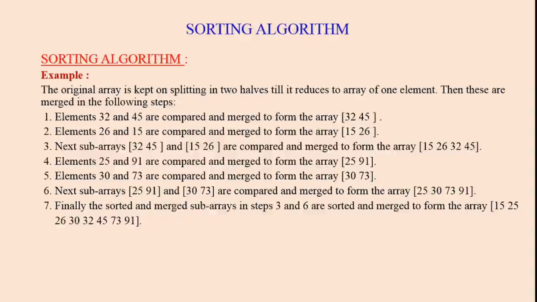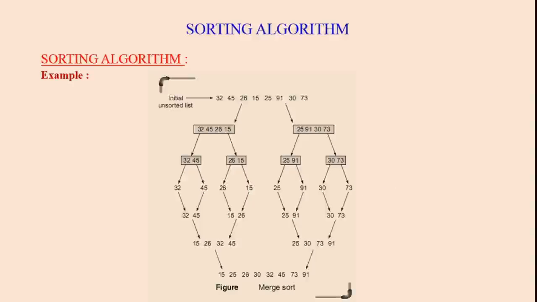Here the elements 32 and 45 are compared and merged to form the array 32, 45, and the elements 26 and 15 are compared and merged to form the array 15, 26. Next, the subarrays 32, 45 and 15, 26 are compared and merged to form the array 15, 26, 32, 45.